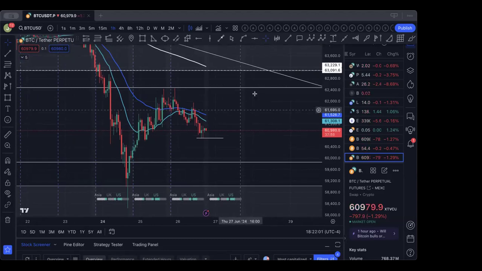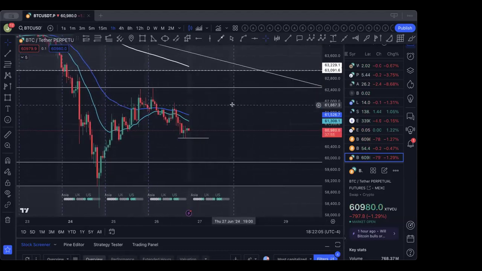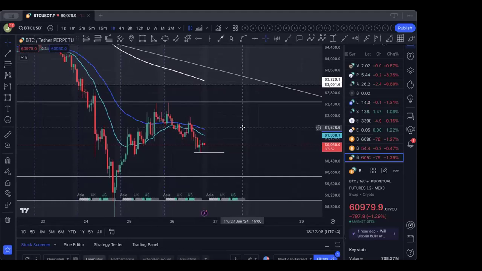What if it just does the double bottom here and keeps going up? Well, then we'll live to trade another day, brother. We'll make another call, we'll get in. See, that's abundance mindset, right?